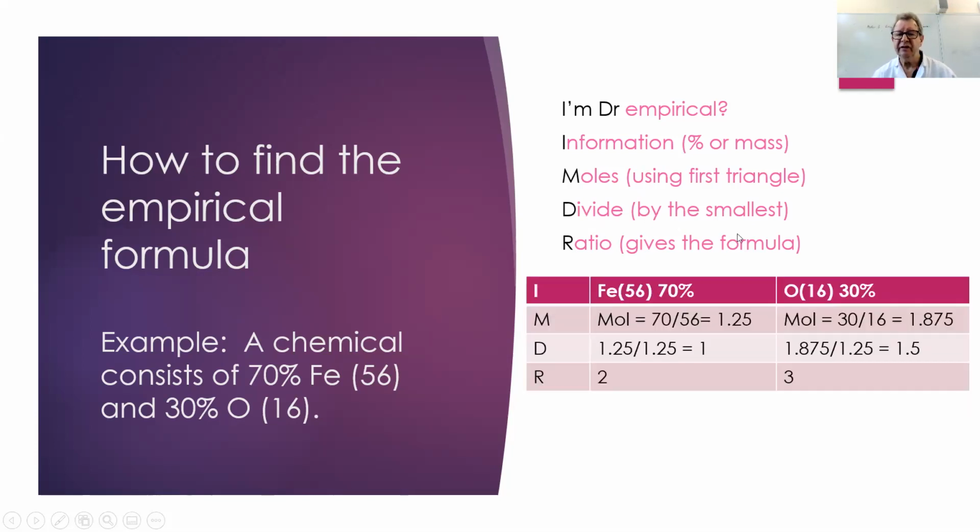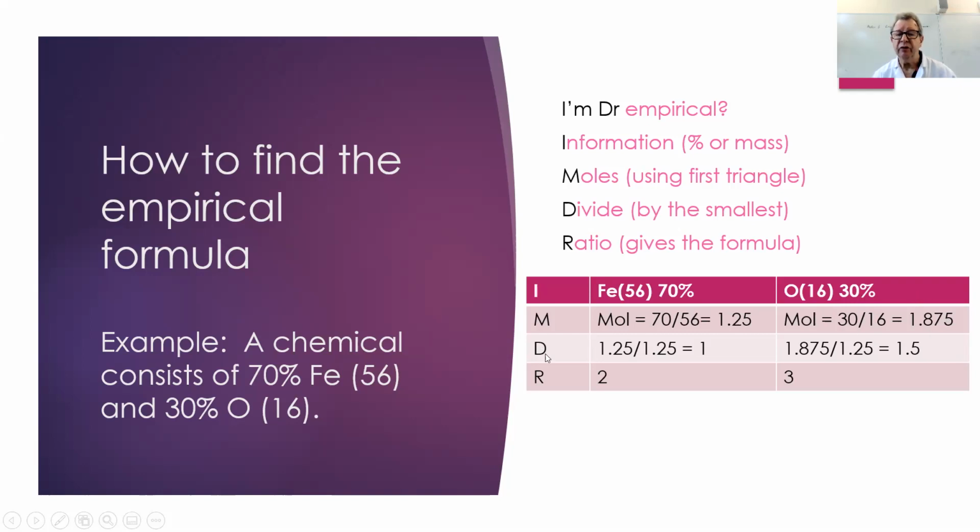We normally do it as a little table. So IMDR goes down the side. I write down all the information I've got about the chemical. So Fe, RAM 56, 70%, oxygen, RAM 16, 30%. Moles, first triangle. The mass, if we imagine we've got 100 grams, 70% will be 70 grams. So 70 divided by 56, 1.25. 30 divided by 16, 1.875.